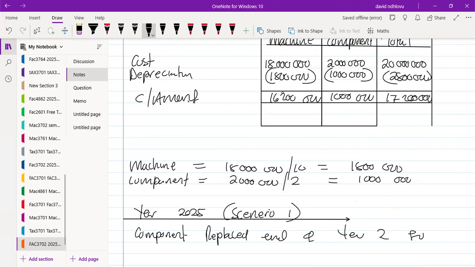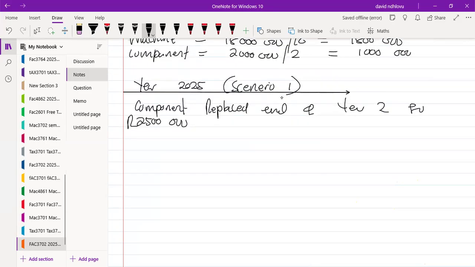Right, for 2.5 million. Remember, initially when we bought the asset in the first year, it was 2 million. Now the component price has increased. It's now going for 2.5 million at the end of year number 2. How do we calculate our depreciation here?